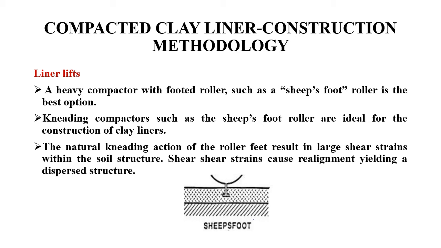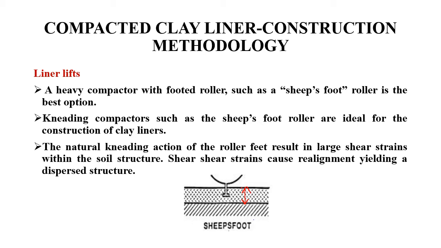These sheep's foot rollers are generally used for compacting clay soils, because they are found to be more effective in achieving the required dry density at that particular water content. For other types of soils, other types of rollers will be more efficient. The reason we use a sheep's foot roller is that it actually compacts from the bottom to the top. Suppose this is the first liner lift that you have poured. The roller is going to compact this layer thickness.